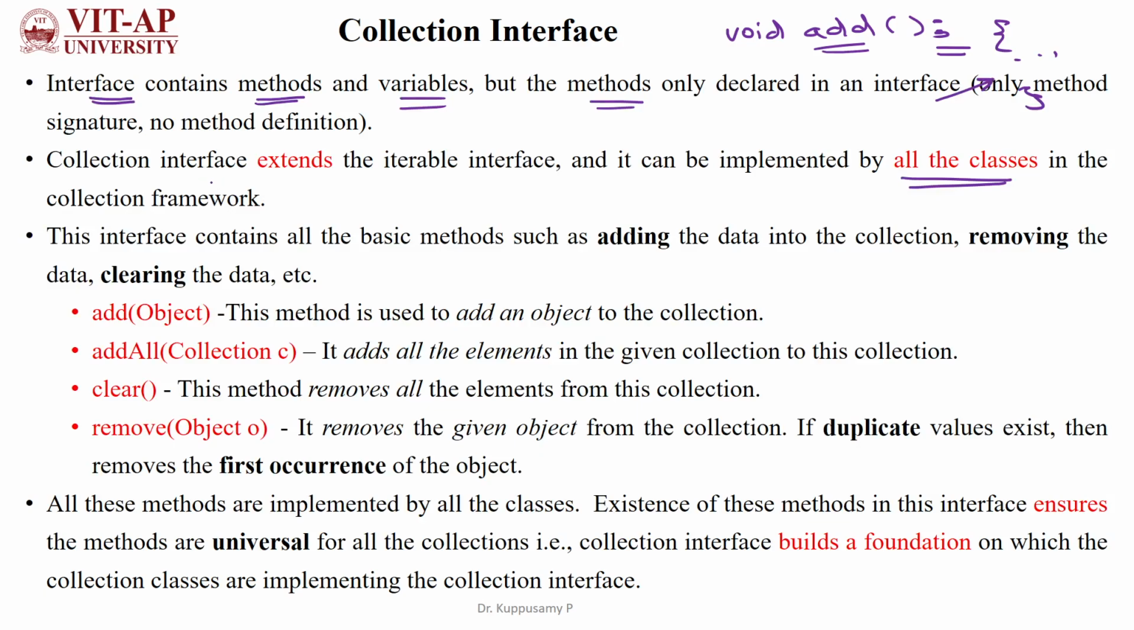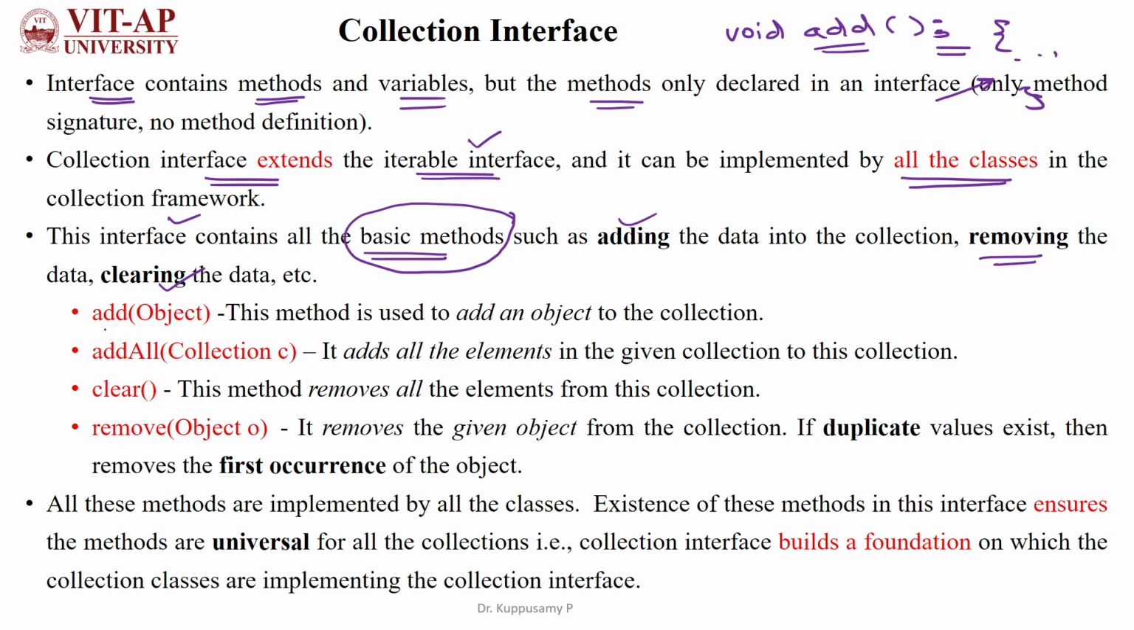So here the interface can extend the iterable interface, which is implemented by all the classes in the Java collection framework. This interface contains all the basic methods such as adding data into the collection, removing or deleting data from the collection, clearing the data from the collection, and searching the data from the collection. So those are some basic methods in the Java collection framework.